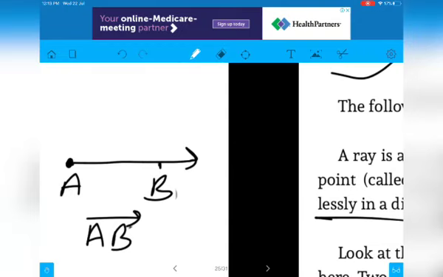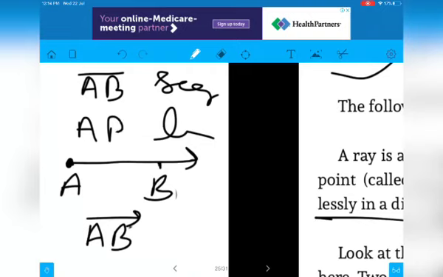Dear students, one more thing. If I want to denote a line segment, I will denote it like this. This is a line segment and this is only a line. If I make a line, I will represent it like this.